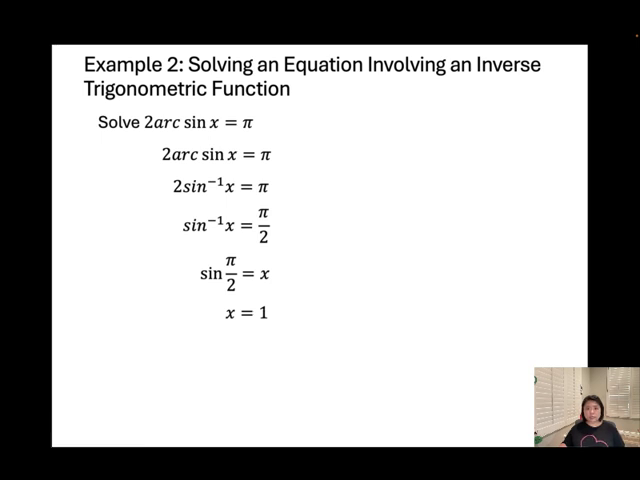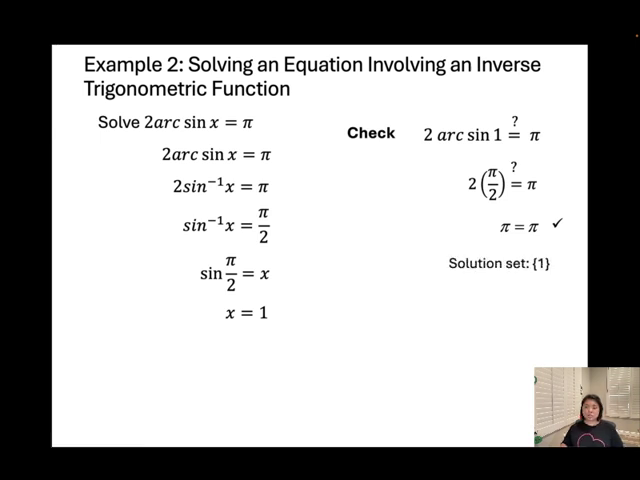And we are not done yet. We want to check the work. So we're going to plug it back into the original equation here. We're going to check x equal to 1. So what is the arc sine of 1 equal to? Arc sine of 1 will be equal to pi over 2. And then we can simplify it, so pi equals pi. So this is good. Our solution set is 1.